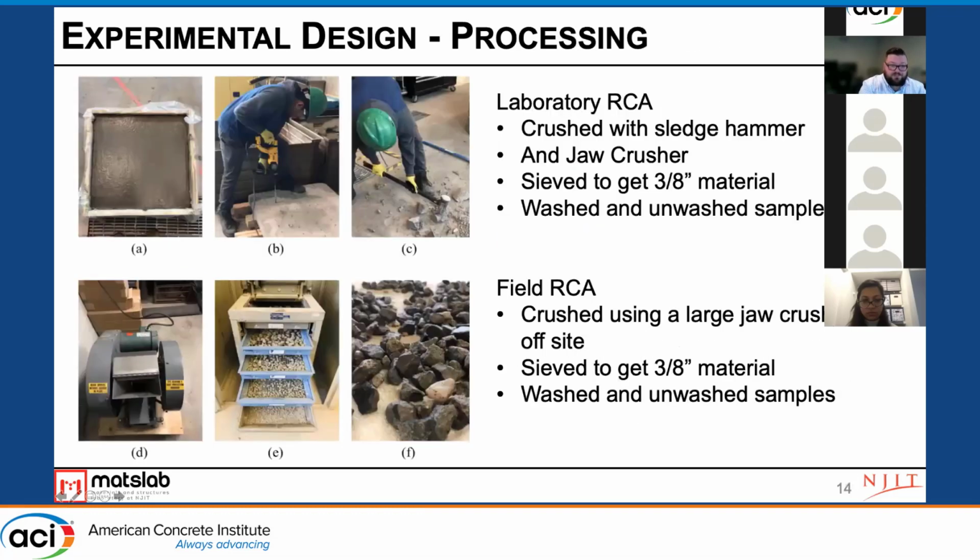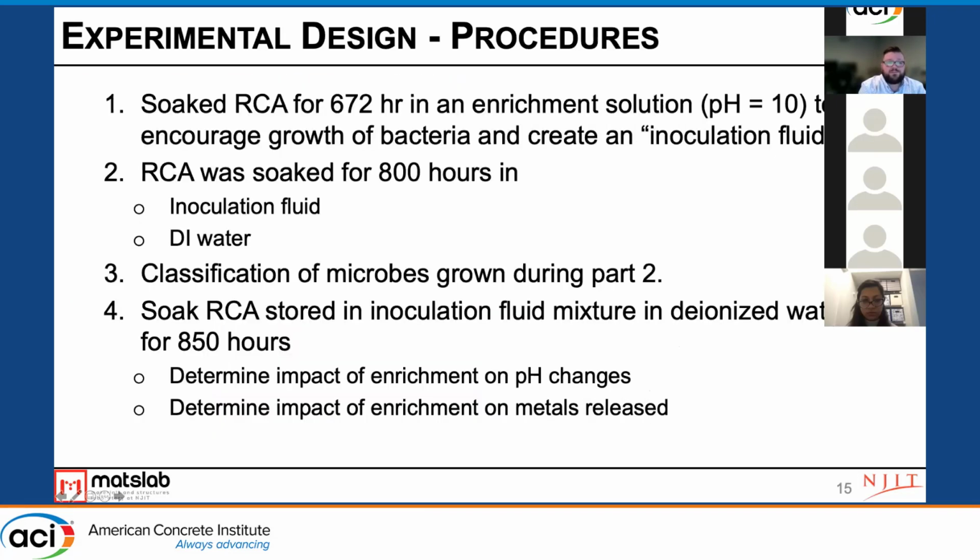So with our laboratory RCA, we crushed it with a sledgehammer and crushed it down with a jaw crusher to get 3/8 inch material. And we created some washed and unwashed samples. We also have a field RCA material that came to us crushed using a larger scale jaw crushing system offsite. We sieved that out to get 3/8 inch material and created some washed and unwashed samples.